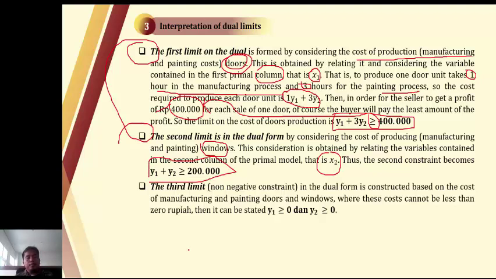And the last is the non-negative constraint. In the primal it is x1 and x2, and for the dual, y1 and y2 should be greater than or equal to 0.